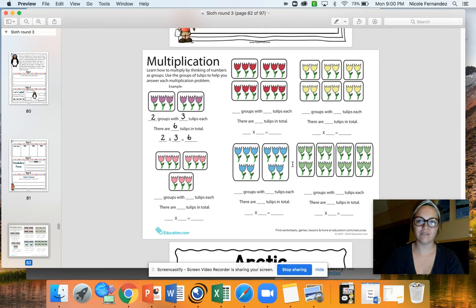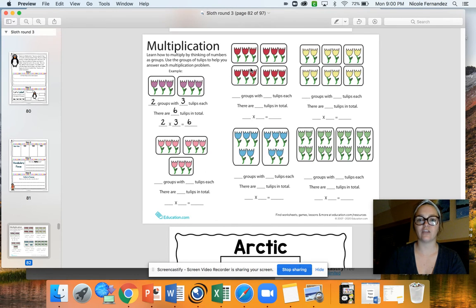For math day, you have some multiplication with flowers. Now, these boxes are how many groups you have, and then the flowers are how many are within each group. So looking at the example, there's 2 groups because there's 2 boxes. And each group has 3 tulips each. 1, 2, 3. And there are 6 tulips total. So there's 2 groups of 3, which equals 6. And you're going to do that for the rest of these problems here. So you're going to count how many boxes there are, and then count how many tulips are within one of the boxes to create your problem.